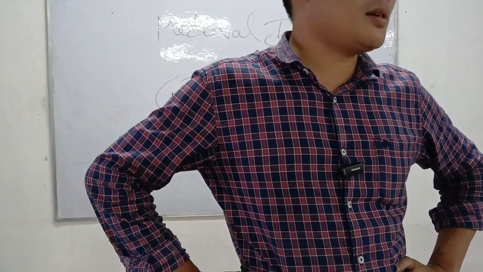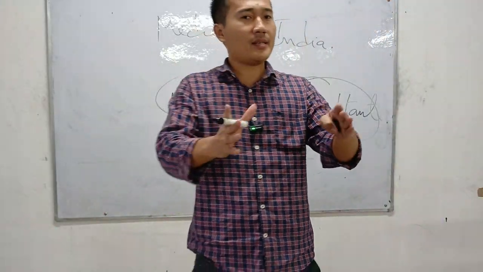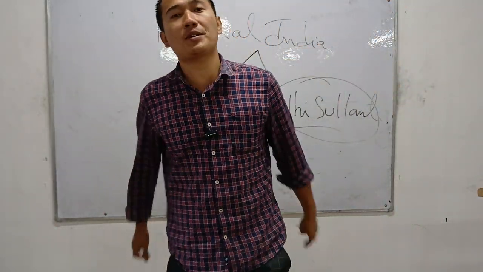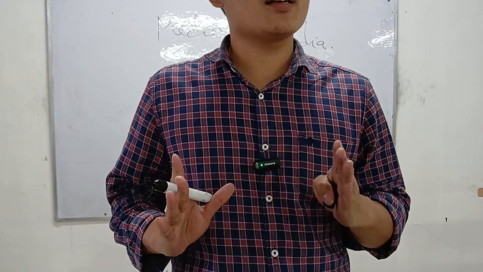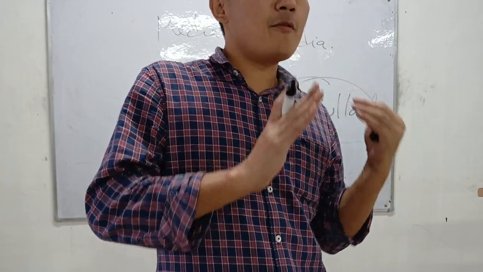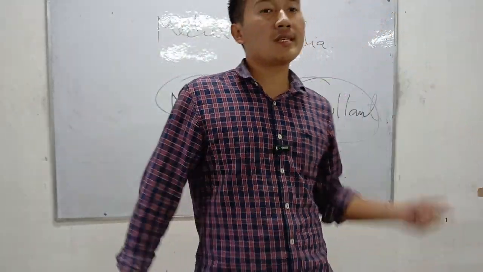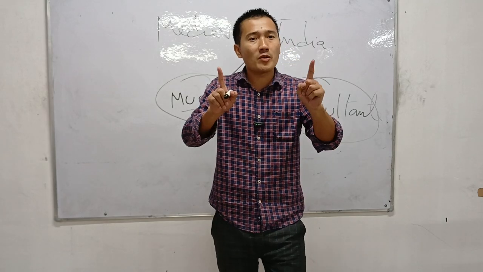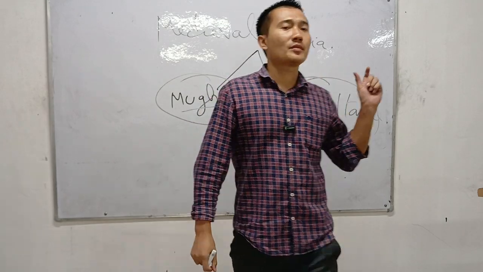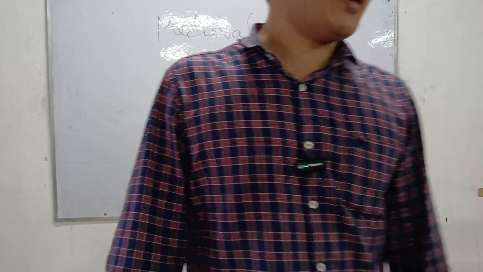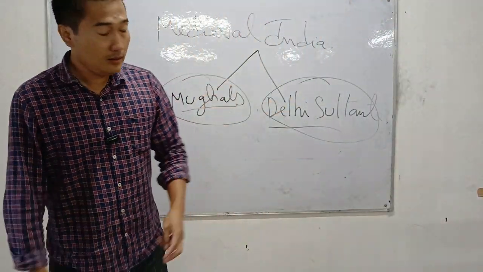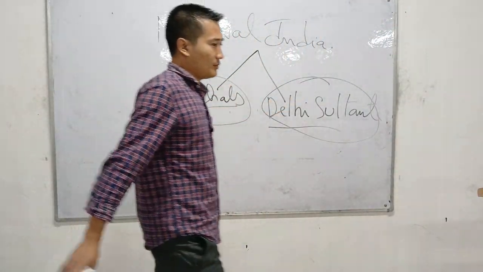The people from the Middle East and Central Asia are going to come and capture India, and they will rule for almost 500 years. Before that, I'm going to discuss the condition of India before the Muslims came, or who were ruling over India when the Muslims captured it. So we will see today how the early medieval period started.